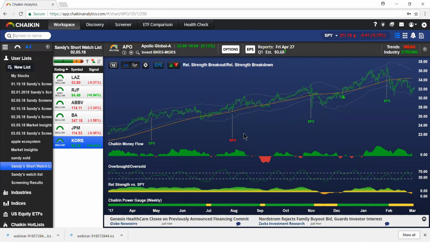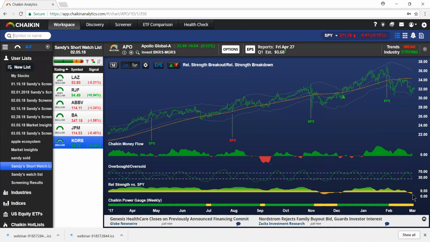What's my view of APO? Is that the question? How do you feel about APO now? Okay. APO is a stock that I own. I bought it, I think it was back in December. I own it now. It's gone neutral.